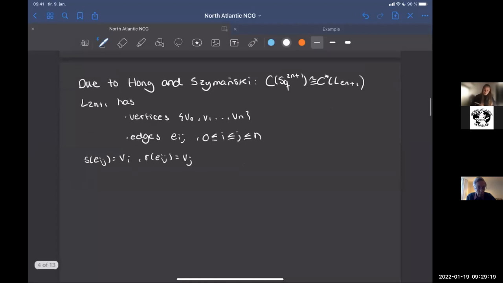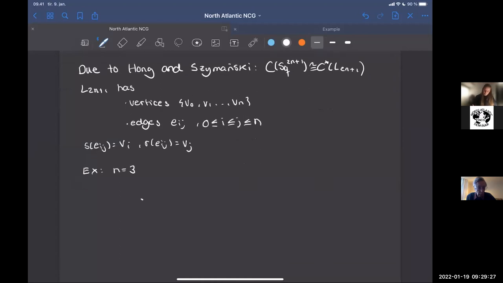Okay, so for example, if we have n equals 3, then we will have four vertices, v_0 to v_3. They all are the base of a loop. And then we have edges going like this.